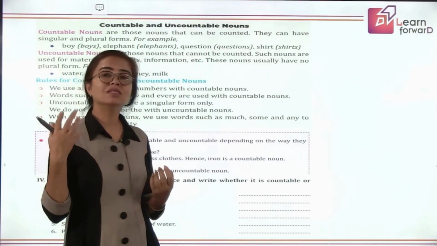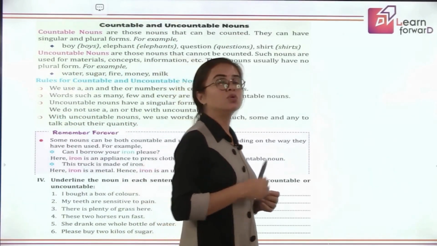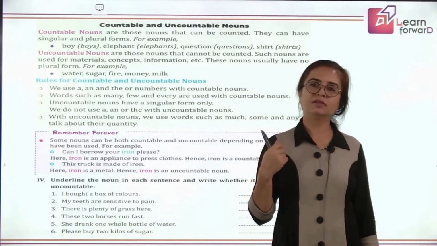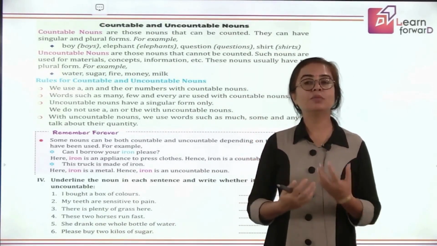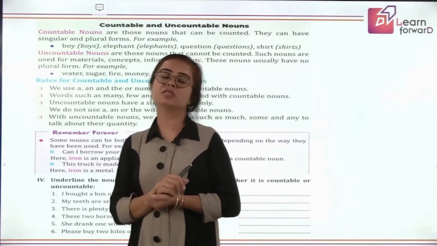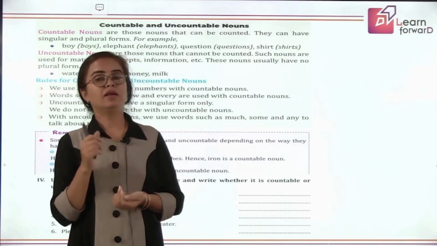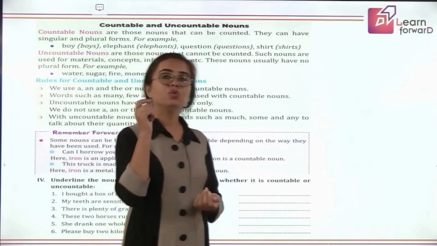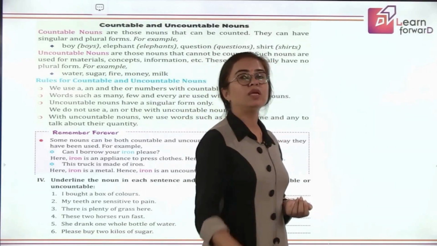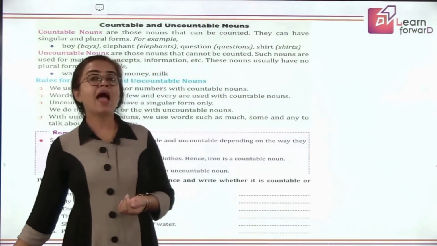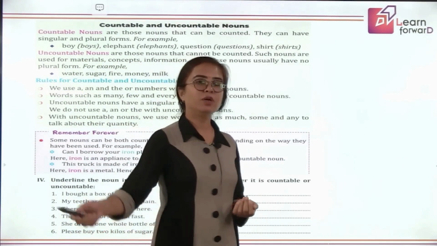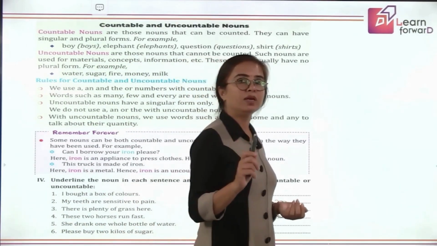So this is countable. But if I ask you, count water in your bottle, can you all count water? No, you cannot. So something that you can count is countable. What you cannot count is uncountable. And remember, students, here you must know what is the difference between uncountable and innumerable.